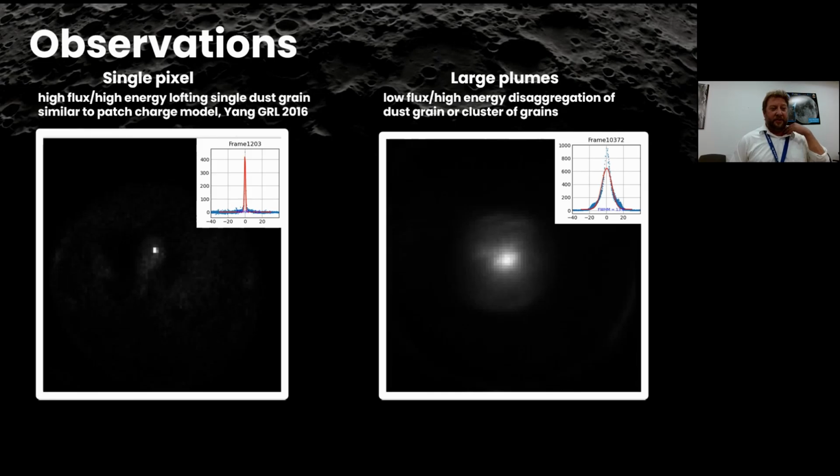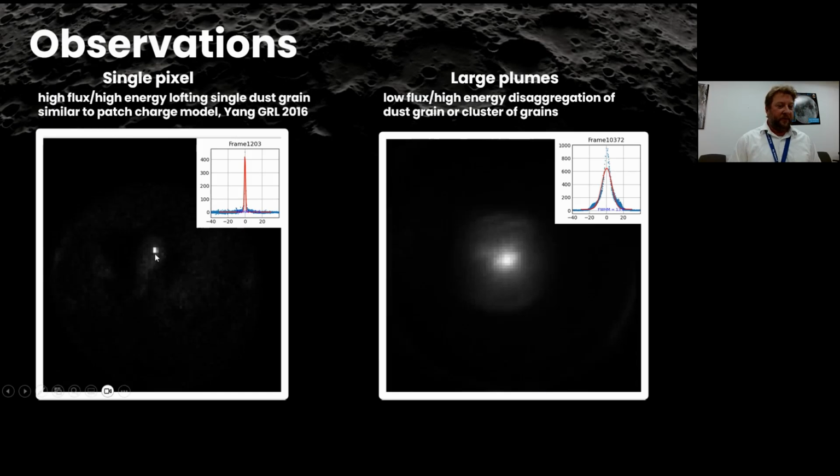The observations were shocking, to be honest. One of the very distinct things we noticed was that we could simulate what has been termed this dust hopping through the patch charge model if we just increase the flux. Even though we had the high energy electrons, when we did it at high flux, we noticed the grains illuminating a single pixel, as you can see here on the left.